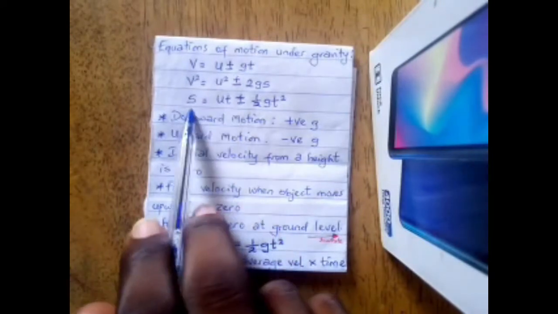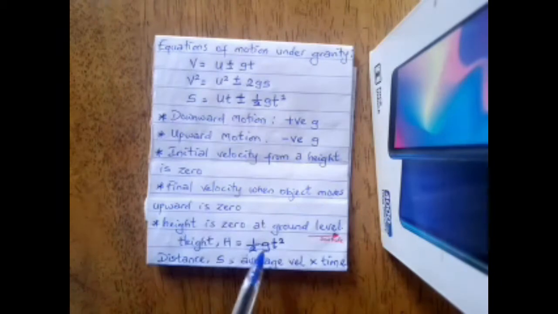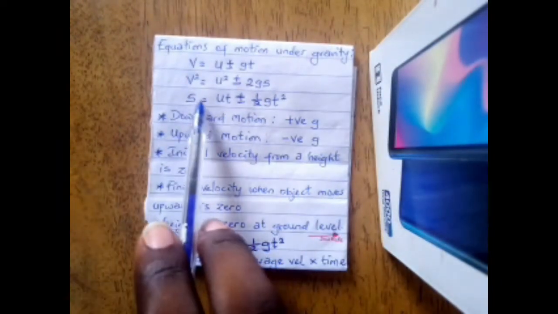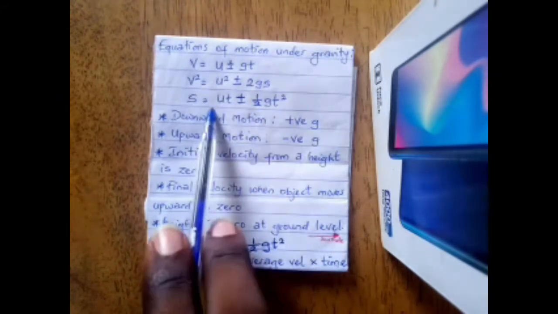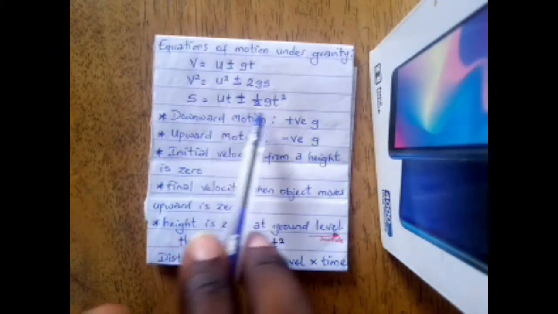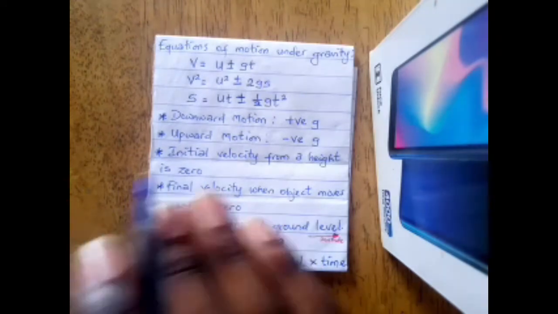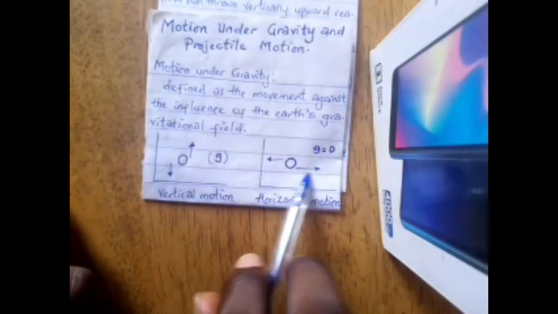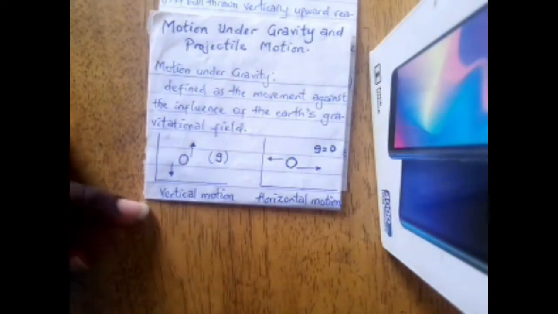But since we are talking about height now, we replace s with height, and this becomes h equals half gt squared. And also, distance is the average velocity times time. The distance moved by the body in the horizontal direction is the average velocity multiplied by time. In this case, we don't have acceleration due to gravity. When it becomes horizontal motion, g is 0. When we are talking about vertical motion, we deal with acceleration due to gravity.